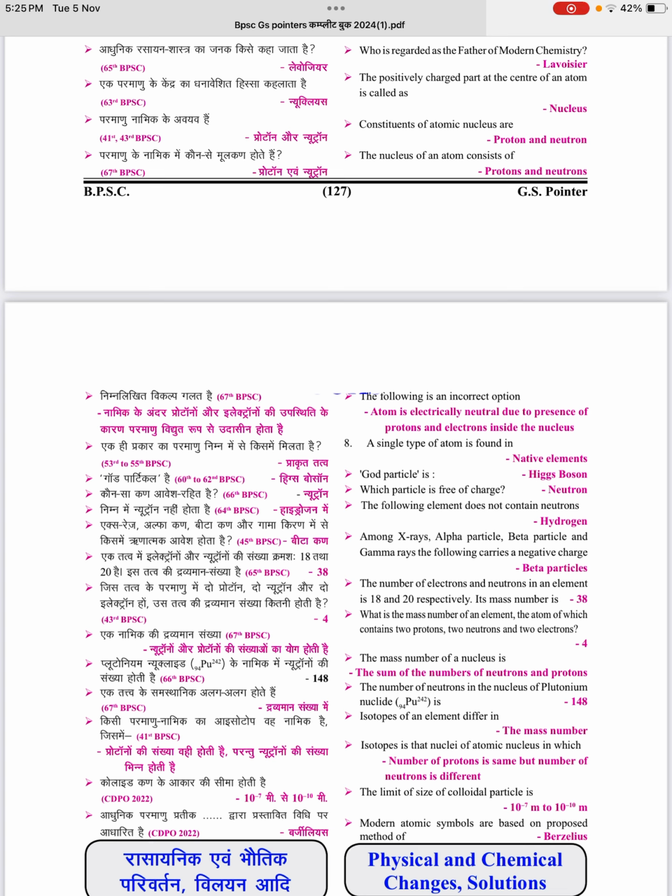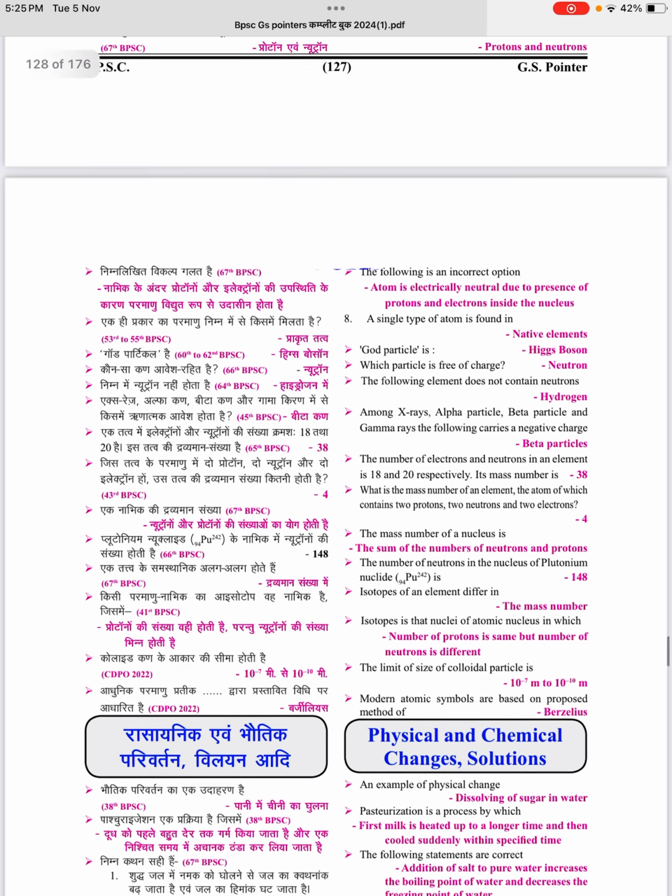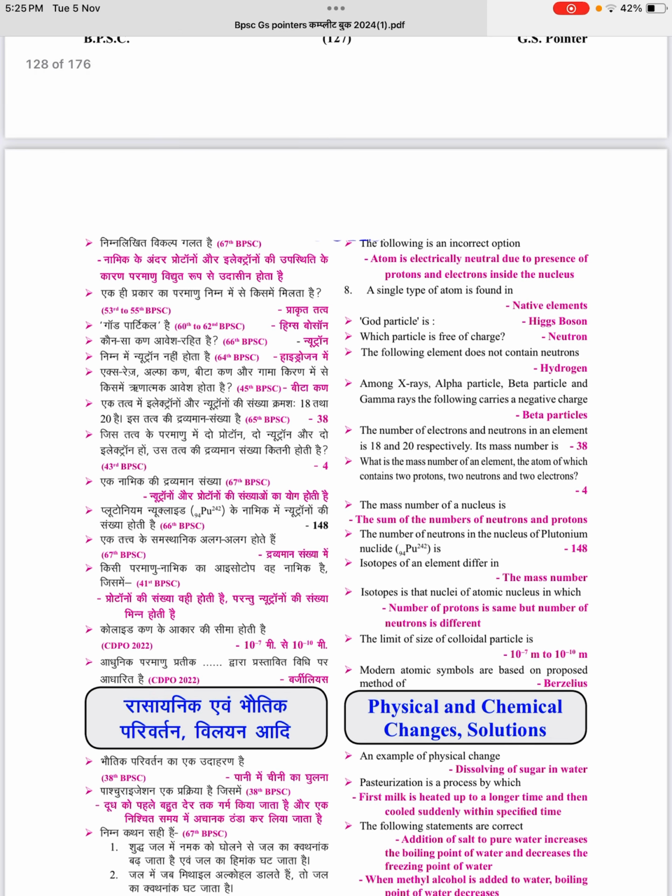The number of neutrons in the nucleus of plutonium nuclide is 242 minus 94, 148. Isotopes of an element differ in the mass number. Isotopes are nuclei of atoms in which the number of protons is the same but the number of neutrons is different. The limit of size of colloidal particle is 10 to the power minus 7 meter to 10 to the power minus 10 meter. Modern atomic symbols are based on the method proposed by Berzelius.